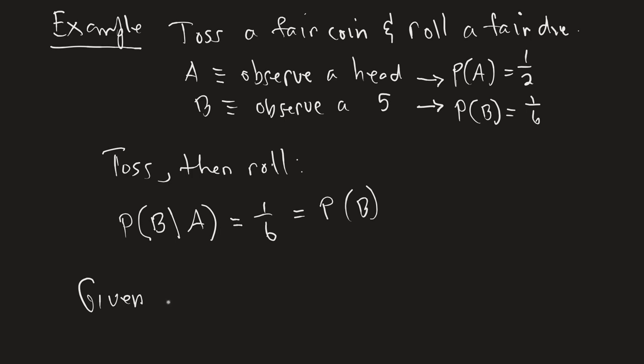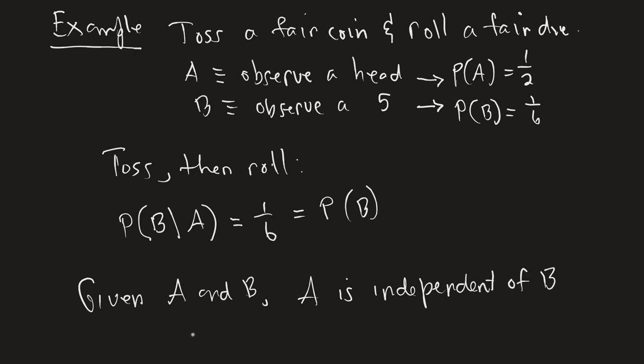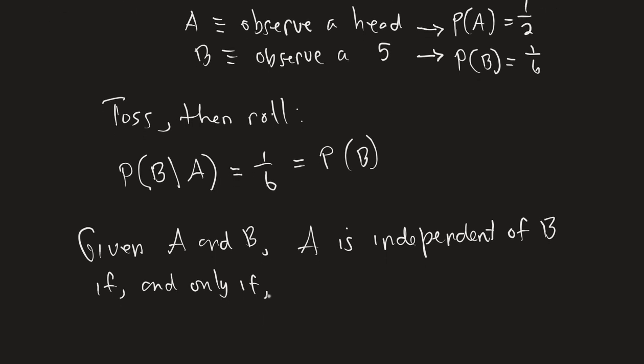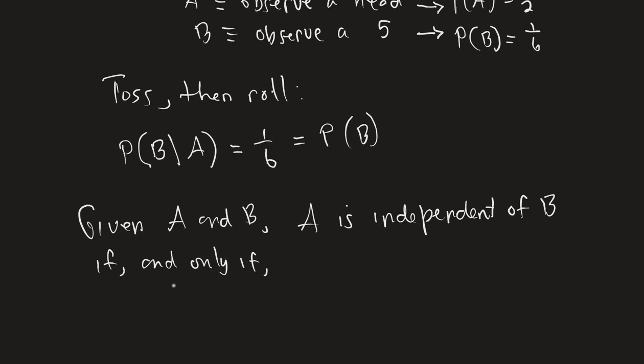And it really just symbolizes what we've been saying in multiple ways. So given A and B, that are events in some sample space, A is independent of B if and only if, and definitions are usually understood to be if and only if, but sometimes we say it for emphasis. So A is independent of B if and only if this is true: the probability of A given B is always equal to the probability of A.